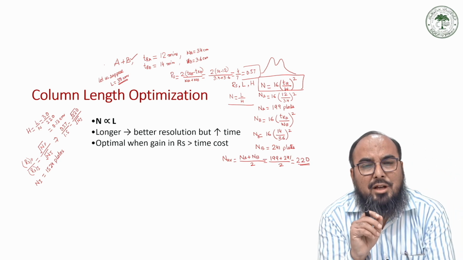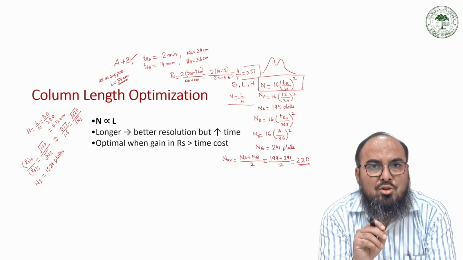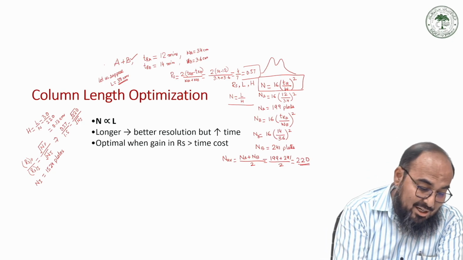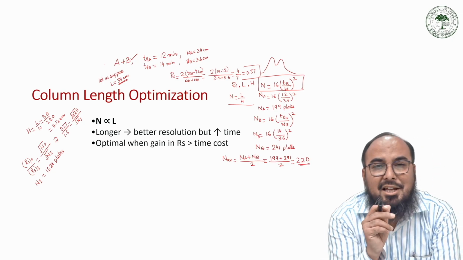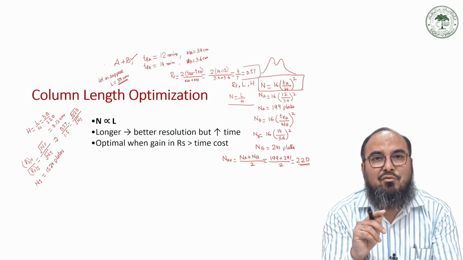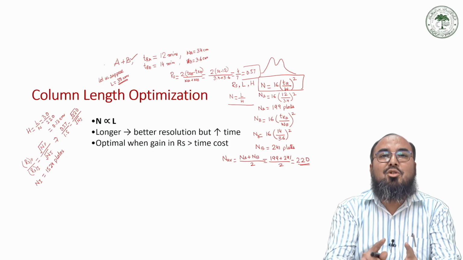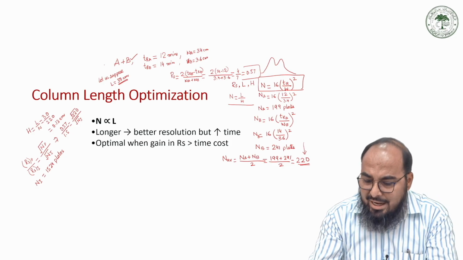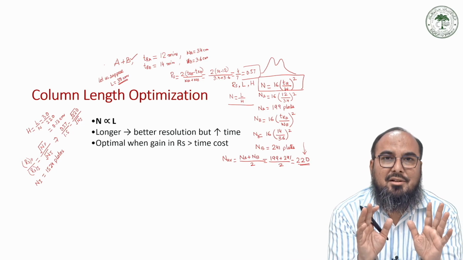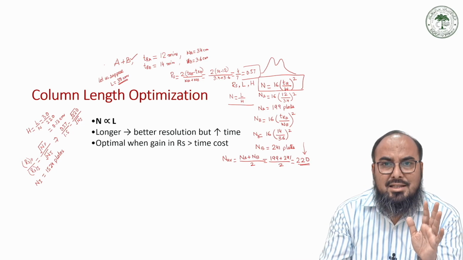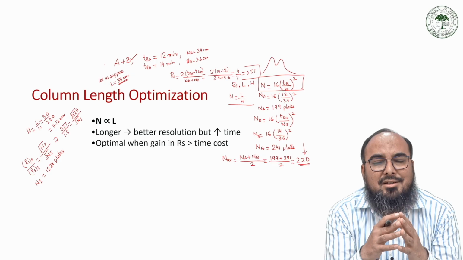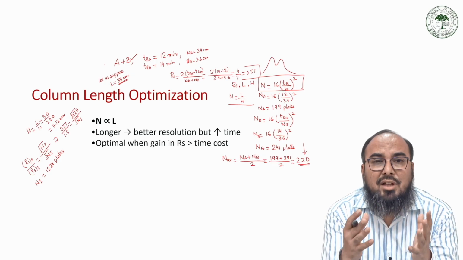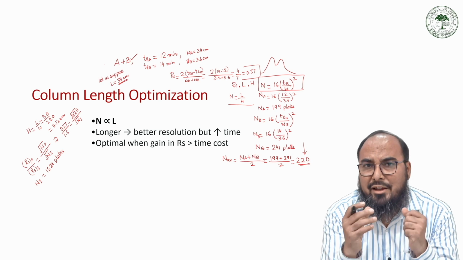Ideally how many plates should you have? 1524. Now you can see the difference. Ideally your column should have 1524 theoretical plates, and how many do they actually have? Only 220 plates. Because of the smaller number of plates, your column is not optimized. It is showing a resolution of only 0.57, which is actually one third of the ideal resolution, that is 1.5.